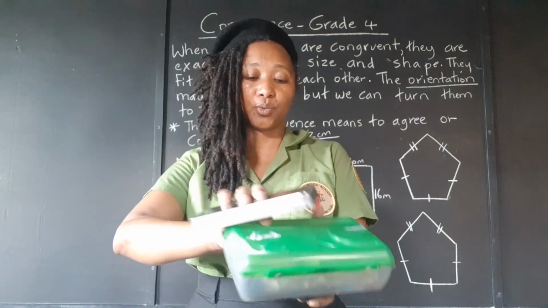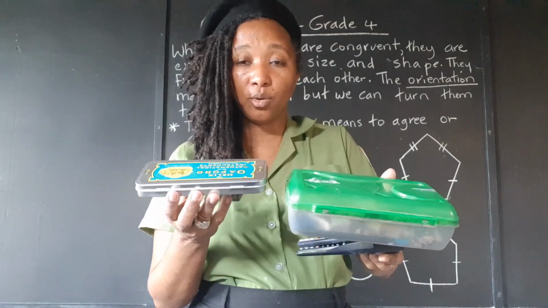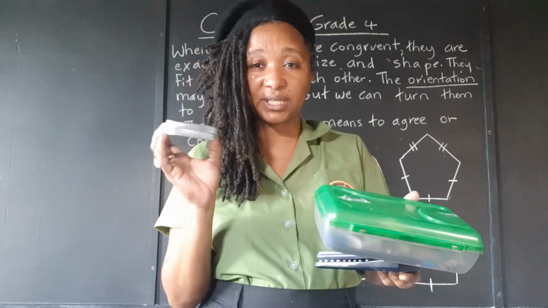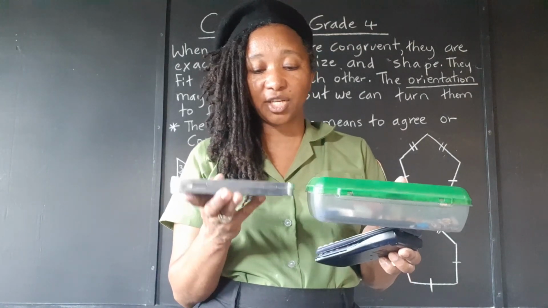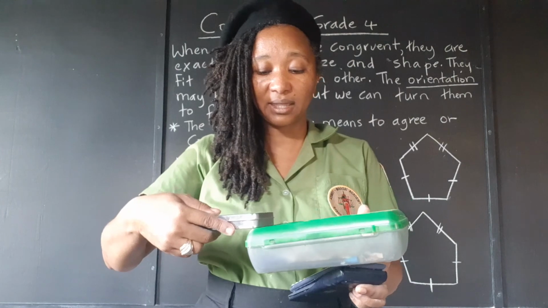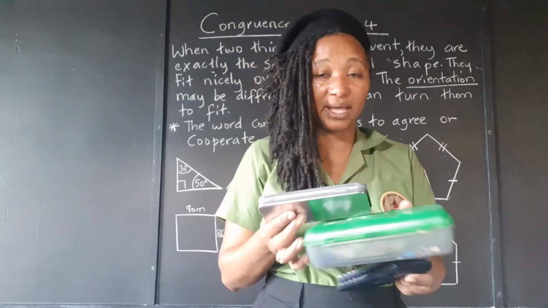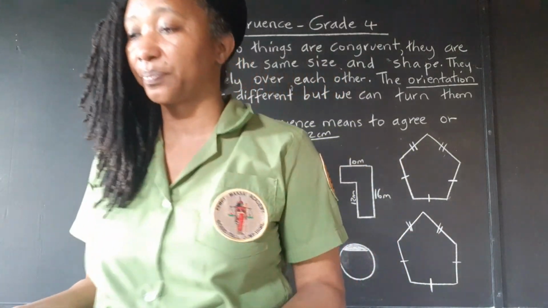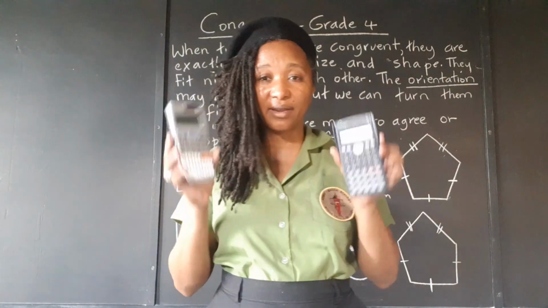How about these two? Are they congruent? No, they clearly are not. The geometric set is smaller. It's shorter in length and width, and height is actually much smaller than the pencil case. Alright, how about these two calculators?